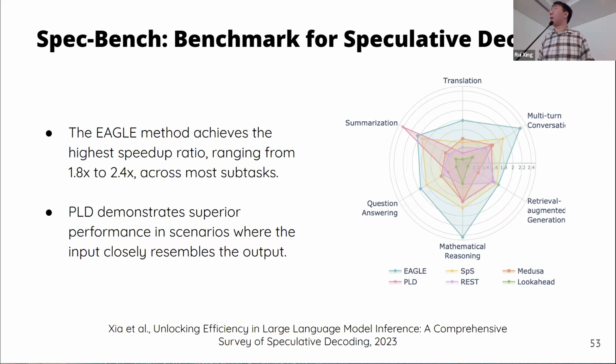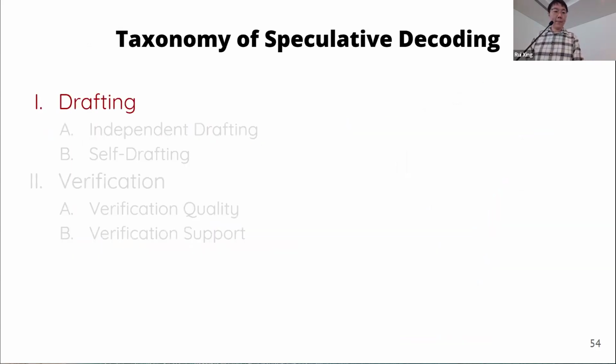But there are also some special tasks like summarization. Some methods have a much better speedup on summarization, so these kinds of methods are designed to accelerate this special task. So we can see different methods have different advantages in different scenarios. You should choose one suitable for your task if you want to use speculative decoding.